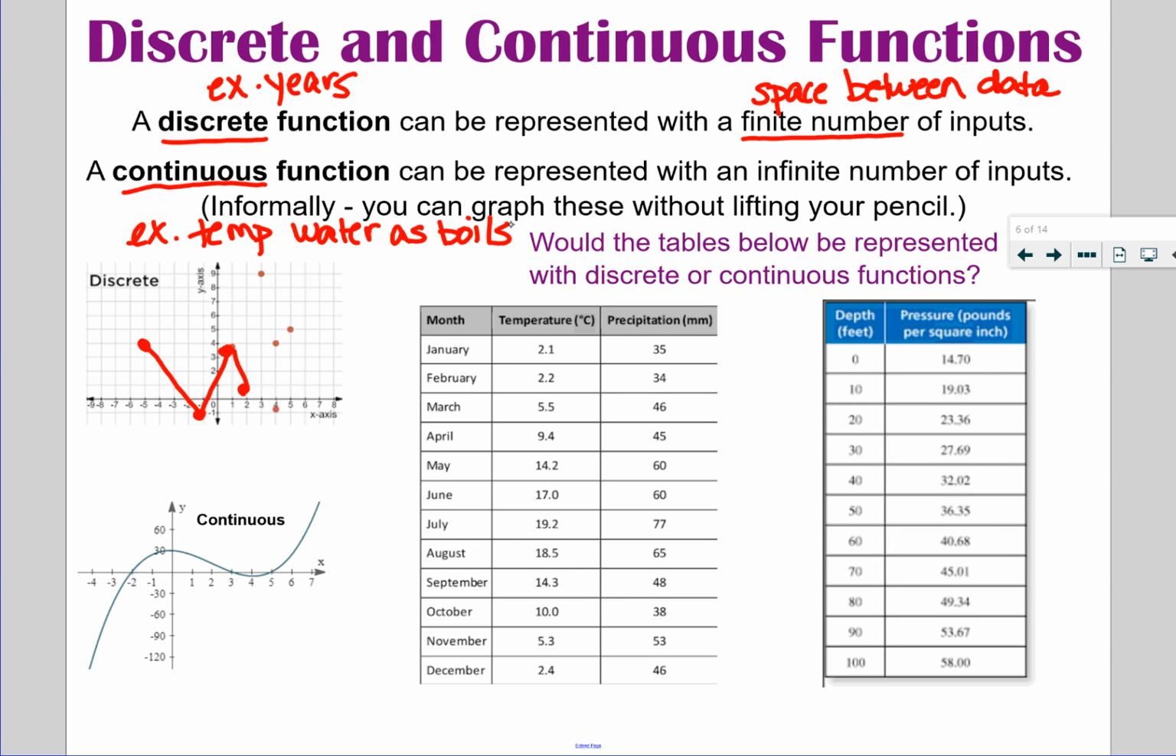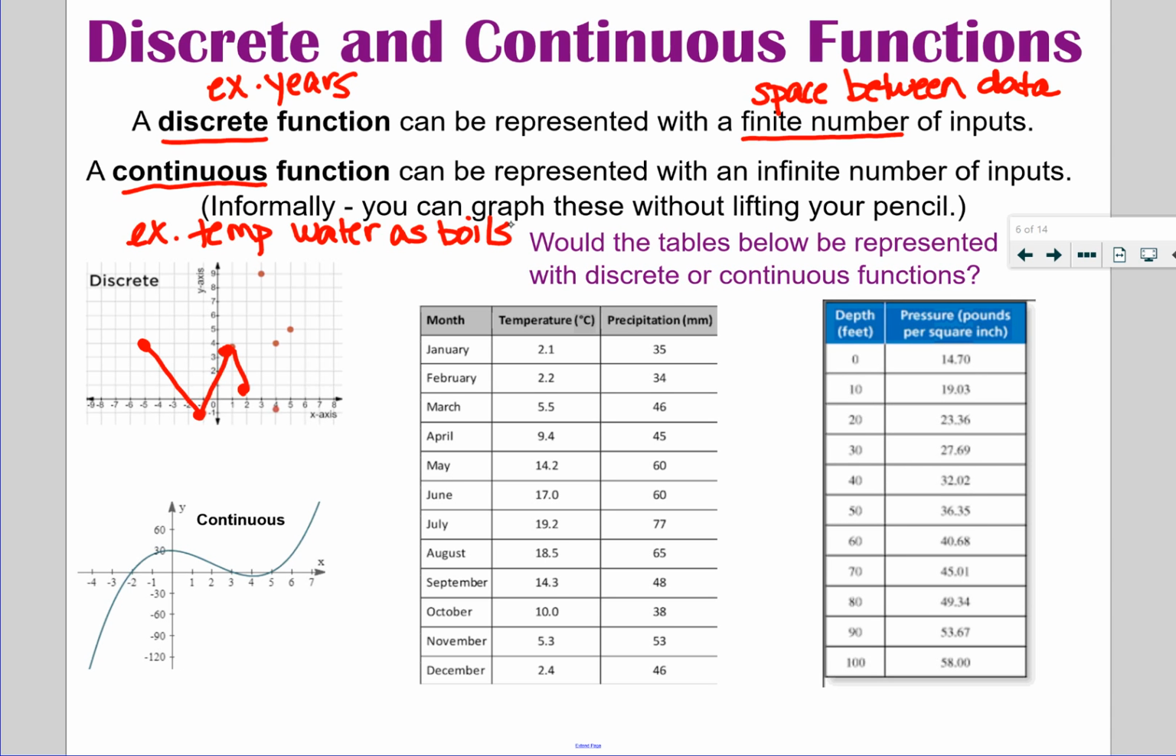That's something that is continually changing. If I have something between 1 and 2 seconds, I can measure that 1.5 seconds, 1.25 seconds. The time is continuous and the temperature is continuous. So that's an example of something that we would measure with a continuous function.